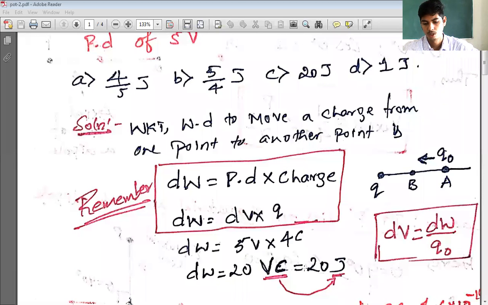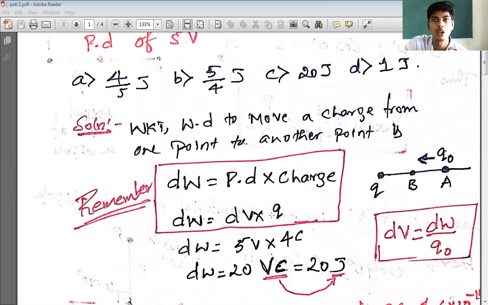Very good. Potential difference should always be measured as potential at final position minus potential at initial position. Final potential minus initial potential. Initially charge was at infinity. Finally charge is at point P. What is final potential? 5 volt. What is initial potential? Initially charge was at infinity, so initial potential is 0. 5 volt minus 0, 5 volts. This is potential difference, right? So I think this problem is clear.